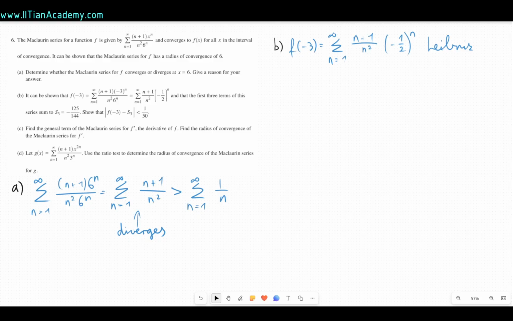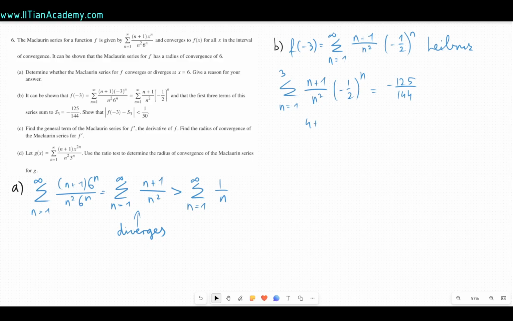In that case, we can say that if we write the sum from n equals 1 to 3 of (n plus 1) over n squared times (minus 1 half) to the n, this will be equal to minus 125 over 144. And this approximation has an error that is at most the next term's value, so when n equals 4. So the error of this is at most the n equals 4 term.